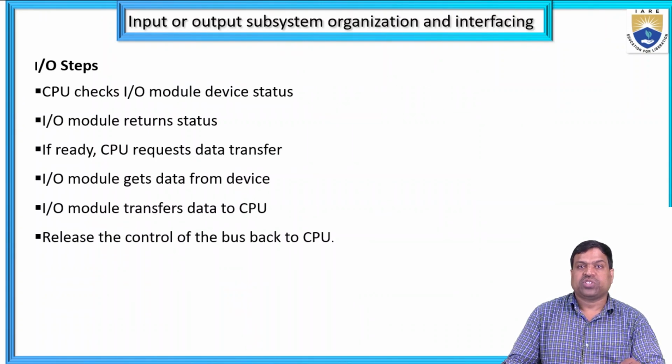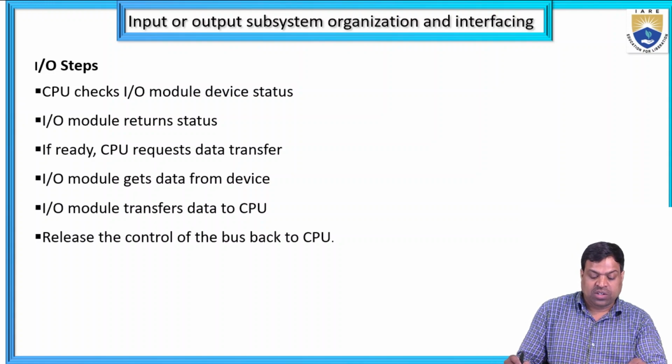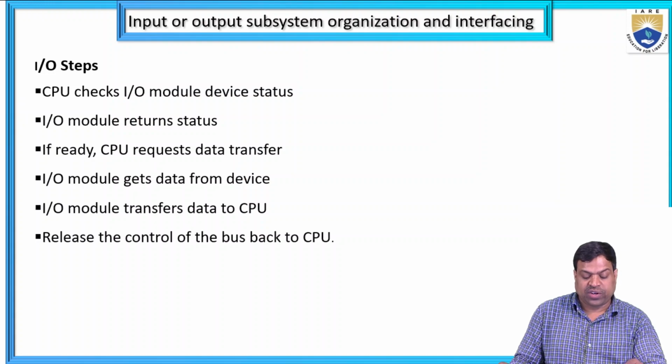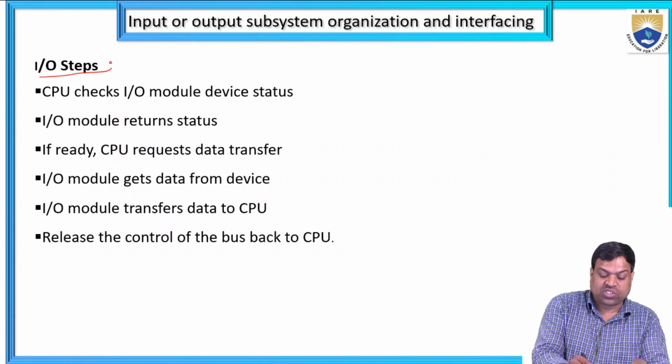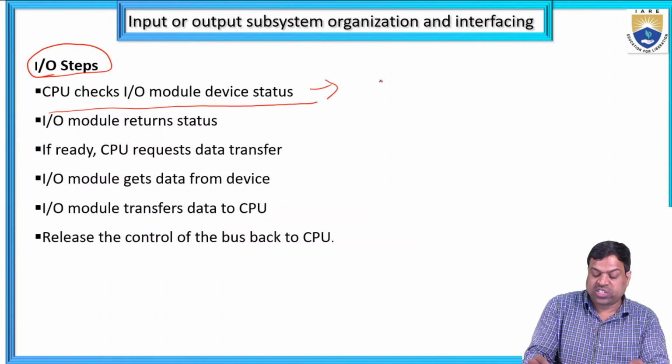So, input output steps. CPU checks input output module device status. Input output module returns status. If ready, CPU requests data transfer. Input output module gets data from device. Input output module transfers data to CPU, releasing the control of the bus track of the CPU. So what are the steps of input output? CPU checks the input output module status. If it equals 0, not connected.